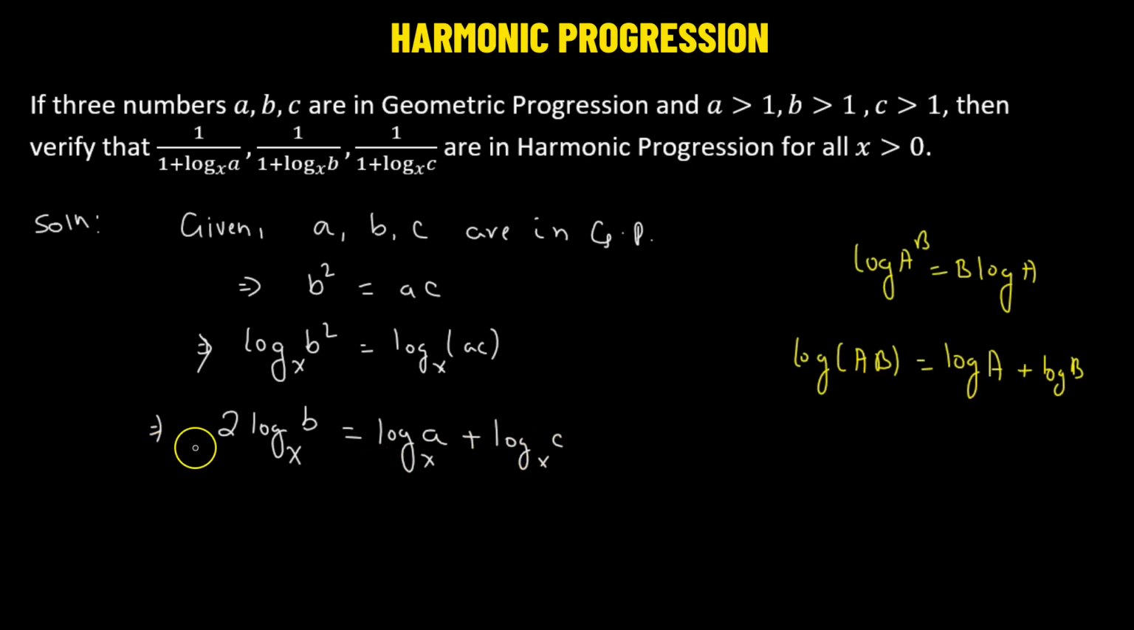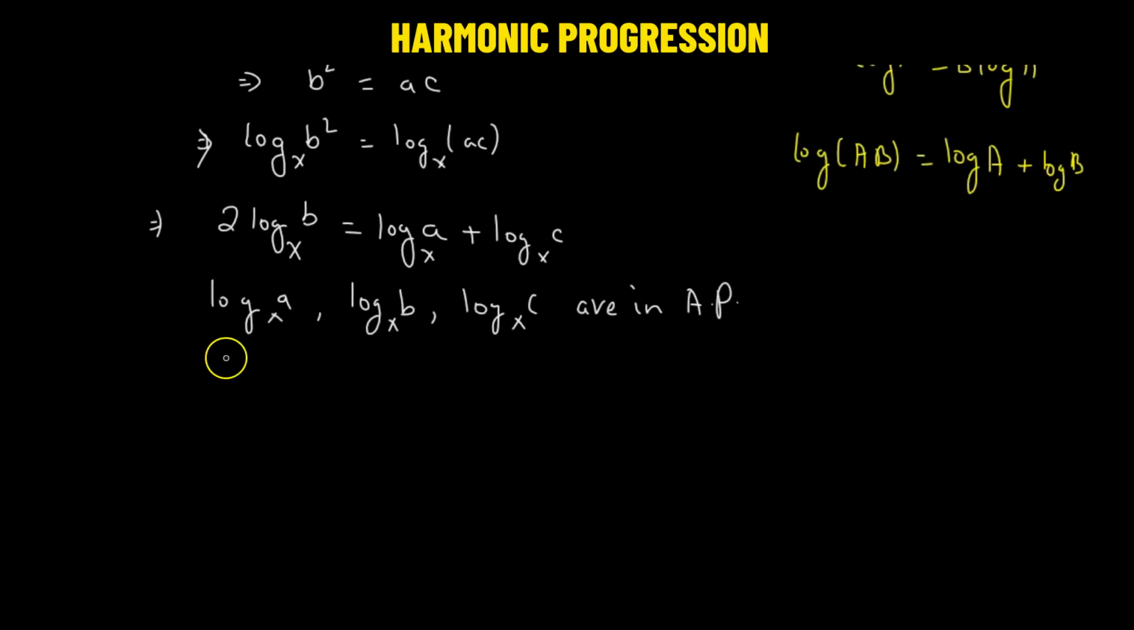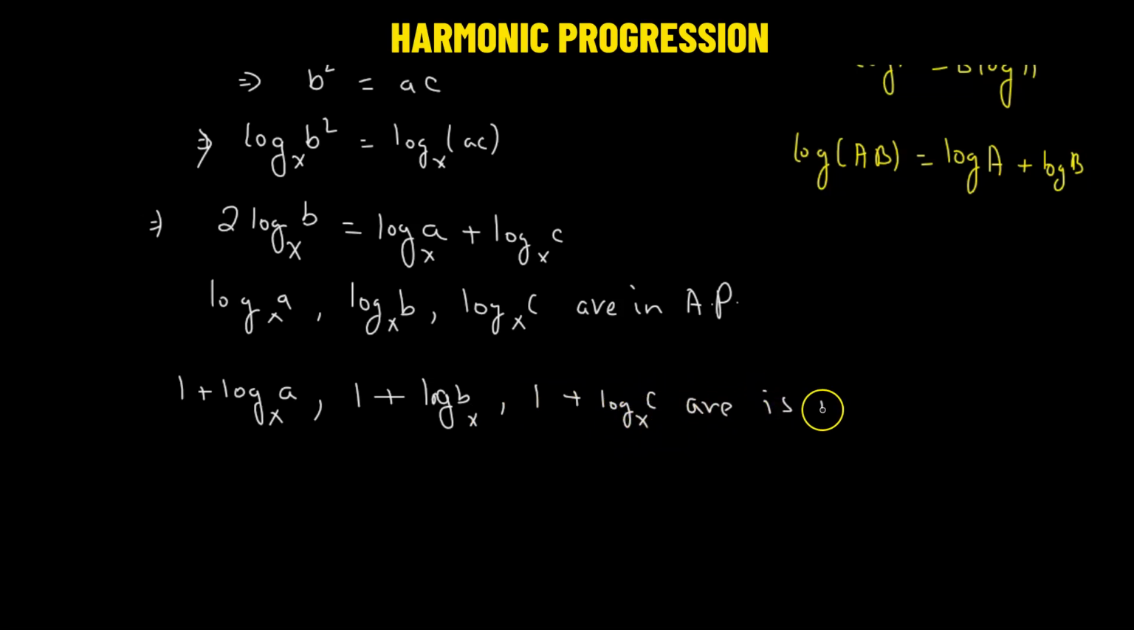Now this particular condition tells us that log A with base x, log B with base x and log C with base x are in arithmetic progression. Right. So now if these three numbers are in arithmetic progression, then we can add 1 to each of the terms and they are still going to be in arithmetic progression, meaning 1 plus log of a with respect to x, then the next term 1 plus log of b with respect to x, and the third term 1 plus log of c with respect to x must also be in AP.